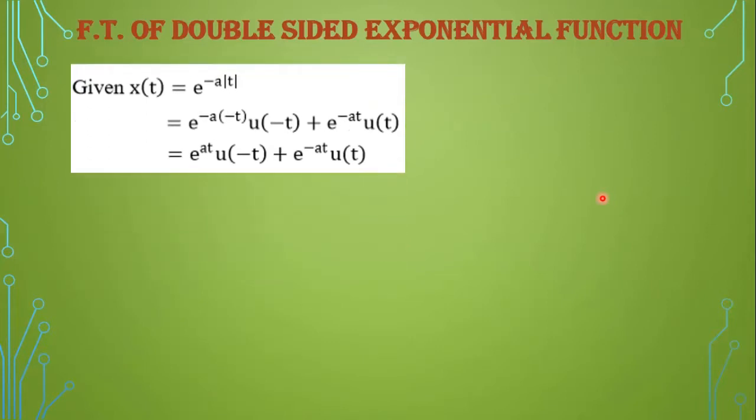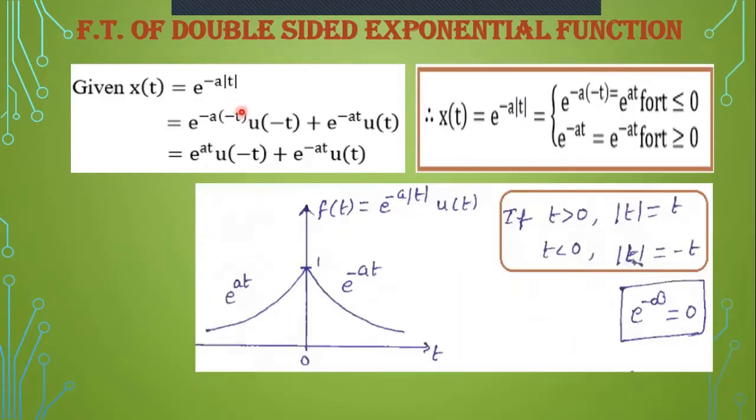So the double-sided exponential signal is defined as x of t is equal to e power minus a magnitude of t. So that is the double-sided exponential signal definition. Magnitude means plus or minus. What are the plus or minus?